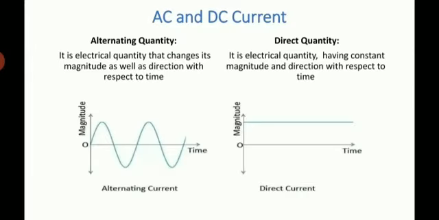So first of all, we will understand by definition and waveform exactly what is AC and DC. So talking about AC, AC stands for alternating current. For the definition, it is an electrical quantity that changes its magnitude as well as direction with respect to time. As you can see in this waveform, the x-axis is of time and the y-axis is of magnitude. The magnitude can be voltage or current. So let's consider a voltage magnitude.